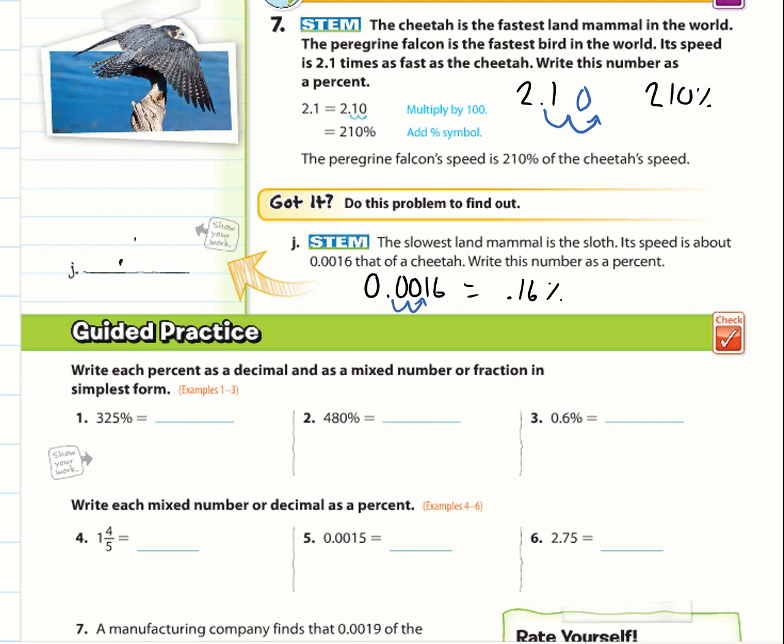So for J, it says the slowest land mammal is the sloth. Its speed is about 16 ten-thousandths that of a cheetah. Write this number as a percent. So we move the decimal place twice to the right to get 16 hundredths of a percent. And that's going to be our final answer. So that is also going to conclude our lesson. Thank you for watching.